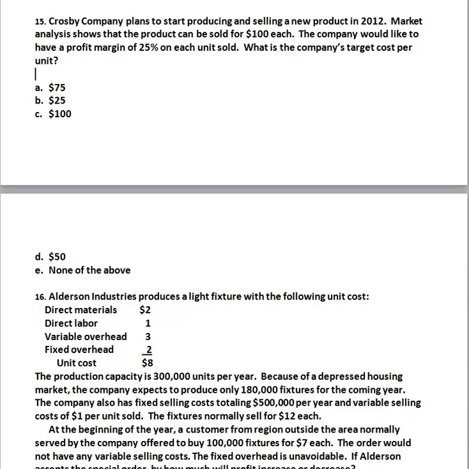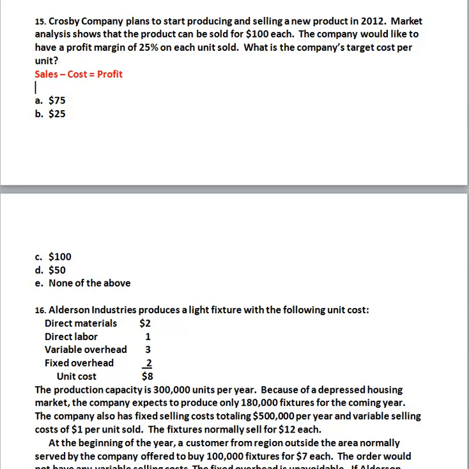So basically, you just have the basic equation, sales minus cost equals profit. So we know that the sales price is $100 each. We don't know what the cost is. That's your target cost, your TC. What should the cost be?